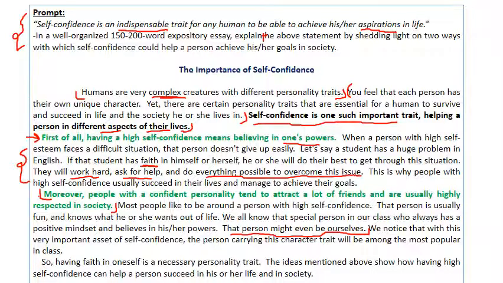We notice that with this very important asset of self-confidence, that person carrying this character trait will be among the most popular in class. So having faith in oneself is a necessary personal trait. The ideas mentioned above show how high self-confidence can help a person succeed in his or her life and society. This is the end. We wrapped up, okay, summarized, and we gave final thoughts.